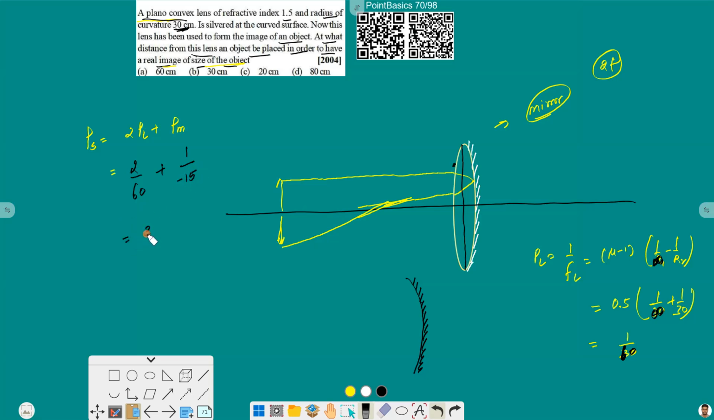So what we will get? We will get 1 by 30 minus, we can write it like 2 by 30. So this will be minus 1 by 30. So we can say focal length of the system will be minus 30 centimeter. Now we know that this given criteria is fulfilled when object is at 2f. So that 2f will be equal to 60 centimeter, and that is option A here. Now let us move to the next one.